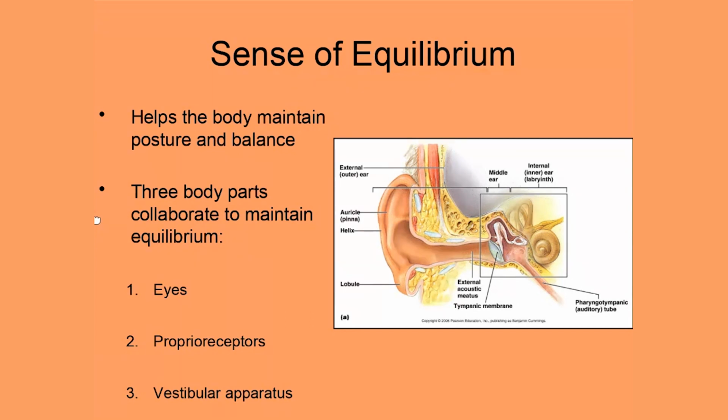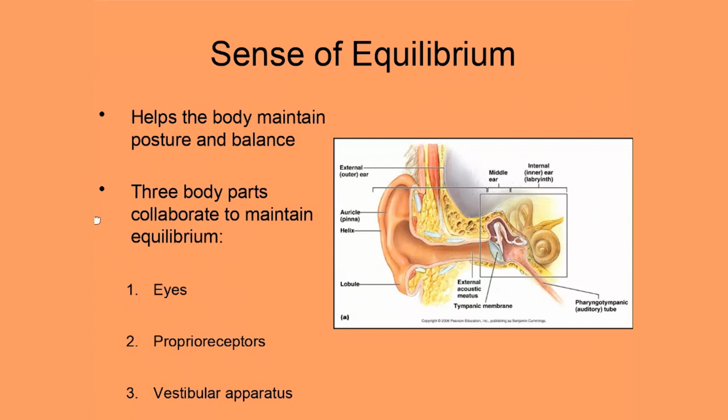There are 3 body parts that collaborate together to help us to be able to maintain equilibrium or position of the body. So one of these is the eyes, and I want you to think about why this would be. If you're standing upright, straight, perfectly balanced, not leaning to one side or the other, the world looks different than if you've got your head tilted to one side or your entire body's leaning to one side.